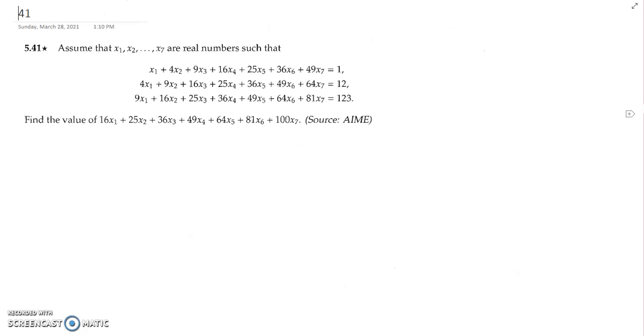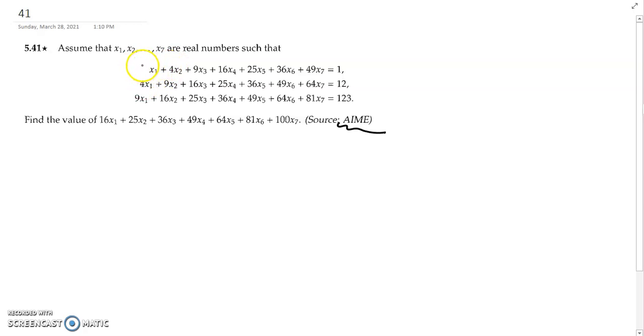Now let's solve this question. This is an AMC problem. The AMC problem is normally pretty hard. Let's see the pattern here.